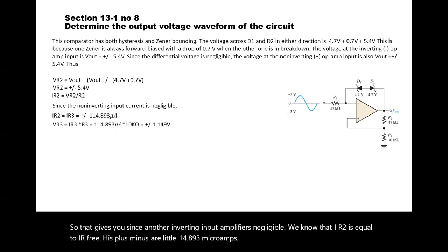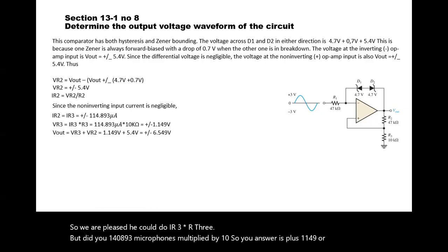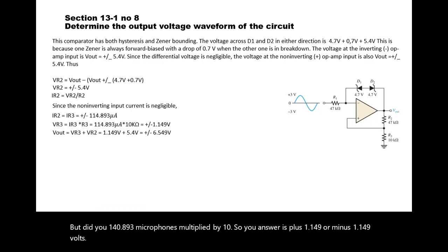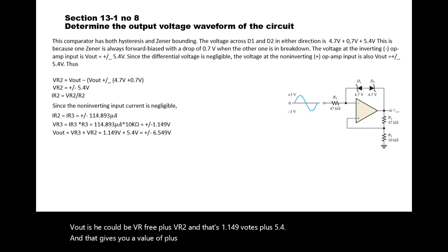So VR3 is equal to IR3 multiplied by R3. That gives you 114.893 microamps multiplied by 10K. So your answer is plus 1.149 or minus 1.149 volts. V out is equal to VR3 plus VR2, and that's 1.149 volts plus 5.4. And that gives you a value of plus 6.549 or minus 6.549.